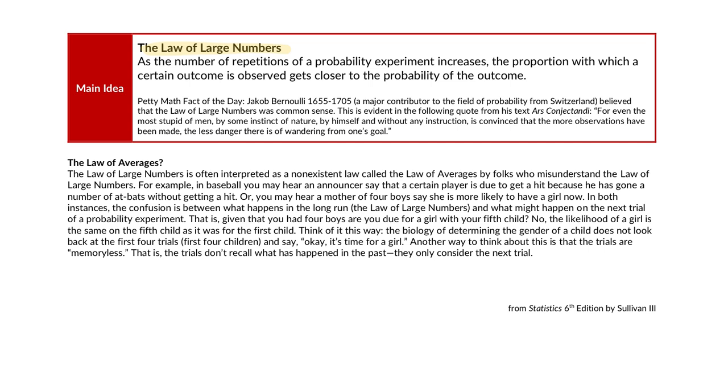It's a misinterpretation of the law of large numbers. Or in other words, let's say you hear the mother of 4 boys say she is more than likely to have a girl now since we already had 4 boys. In both instances, the confusion is between what happens in the long run, called the law of averages, and what might happen on the next trial of a probability experiment. Given that you had 4 boys, you're due for a girl with your 5th child? No way. The likelihood is still the same that you get a boy or a girl.